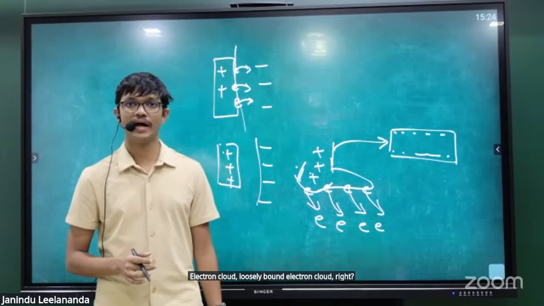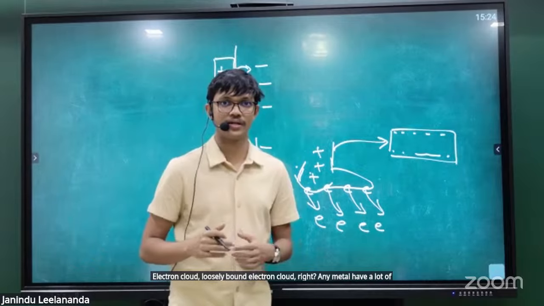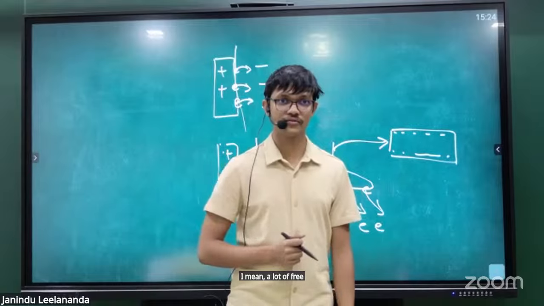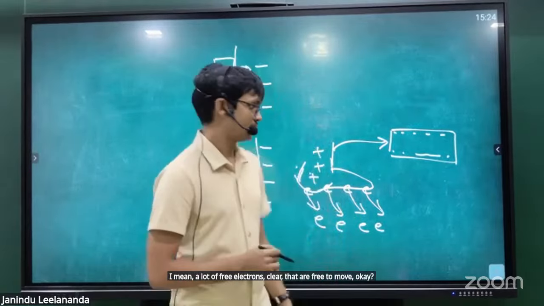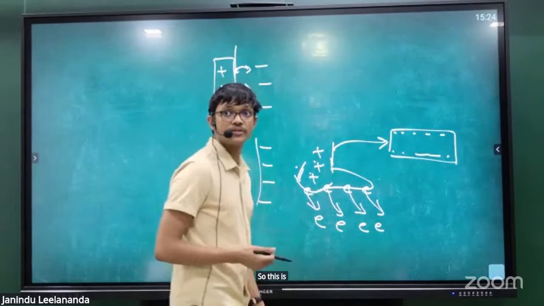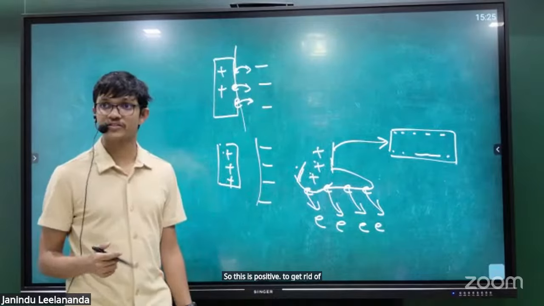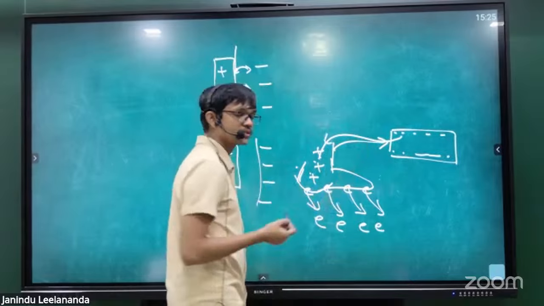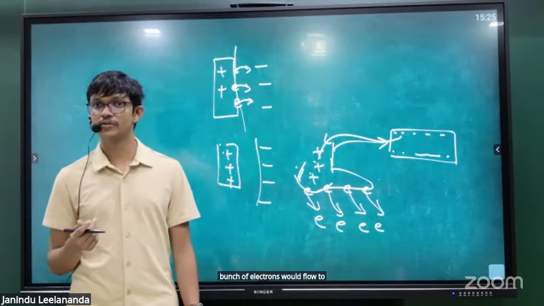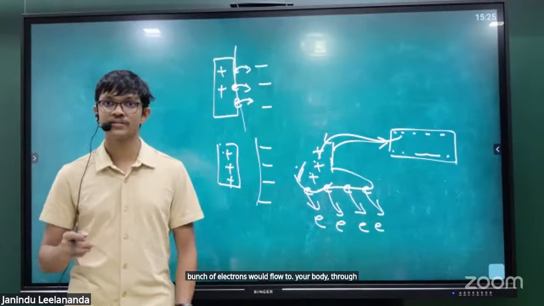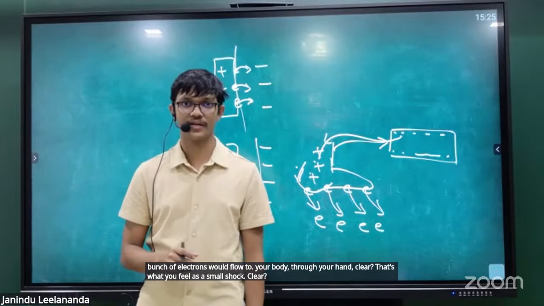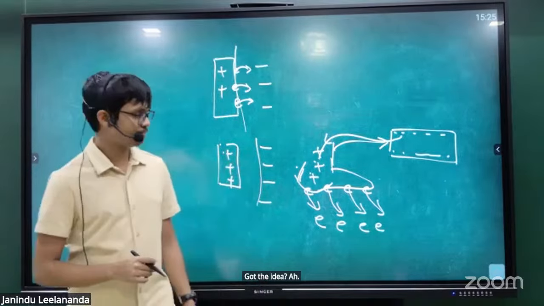Any metal has a lot of free electrons that are free to move, okay? So this is positive. To get rid of this positive nature, a bunch of electrons would flow to your body through your hand, clear? That's what you feel as a small shock, clear? Got the idea? Another problem occurs here.